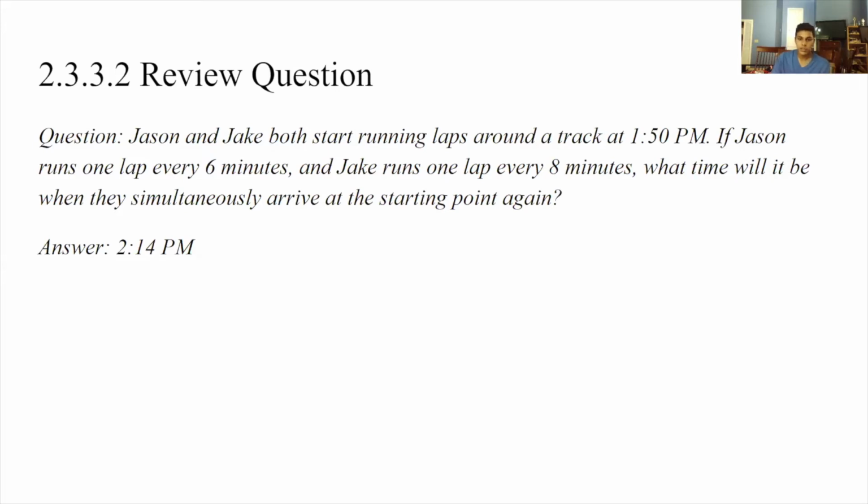Well, if Jason runs a lap every 6 minutes, and he starts at time 0, then after 6 minutes, he'll be back at the starting point. And then after the next 6 minutes, which is at 12, he'll be back at the starting point, and then at 18 and 24 and so on. And we'll notice that all of those numbers are multiples of 6. So at every multiple of 6 minutes, Jason will be back at the starting point.